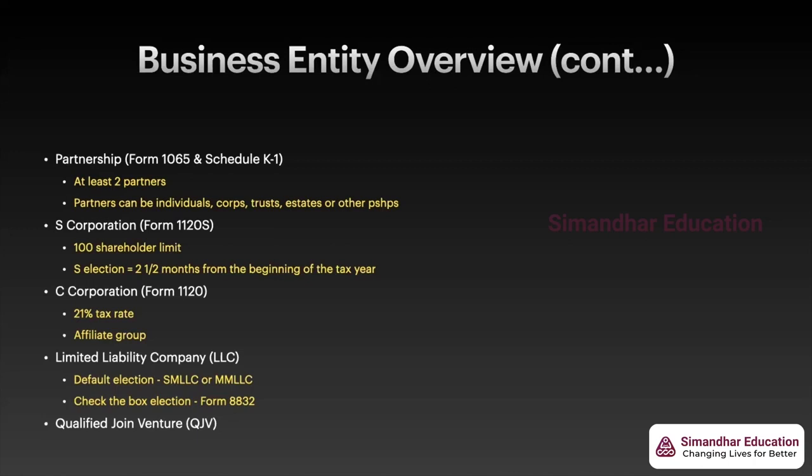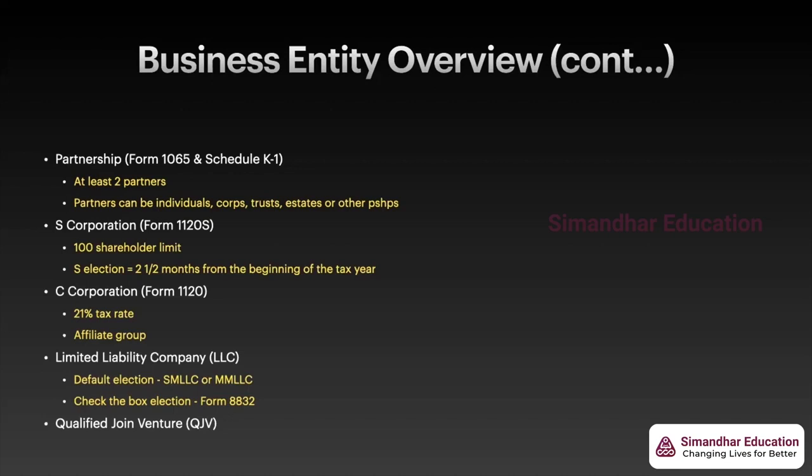So both the partnership and S corp do not pay taxes, but a C corp pays tax at 21% rate on the income that it generates for the tax year. So that's one big difference between a C corp when compared to an S corp or a partnership.